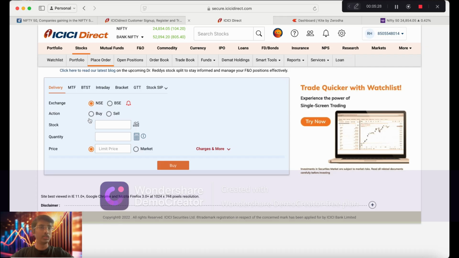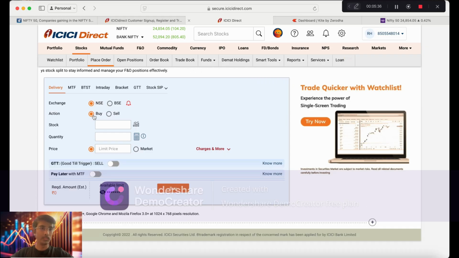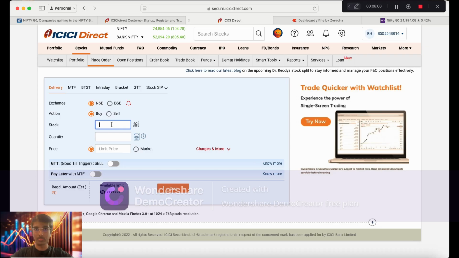In NSE, first you have to see how to buy a stock. So the action is buy. In the buy action, I'm searching for any Nifty 50 stock. Already in the overview I showed, first you have to select Nifty 50. Since it's for beginners, I'm not able to advise since I'm not a registered advisor. This is my opinion, how I select Nifty 50 stocks. For example, in Nifty 50 stocks I'm selecting SBI, that is State Bank of India.